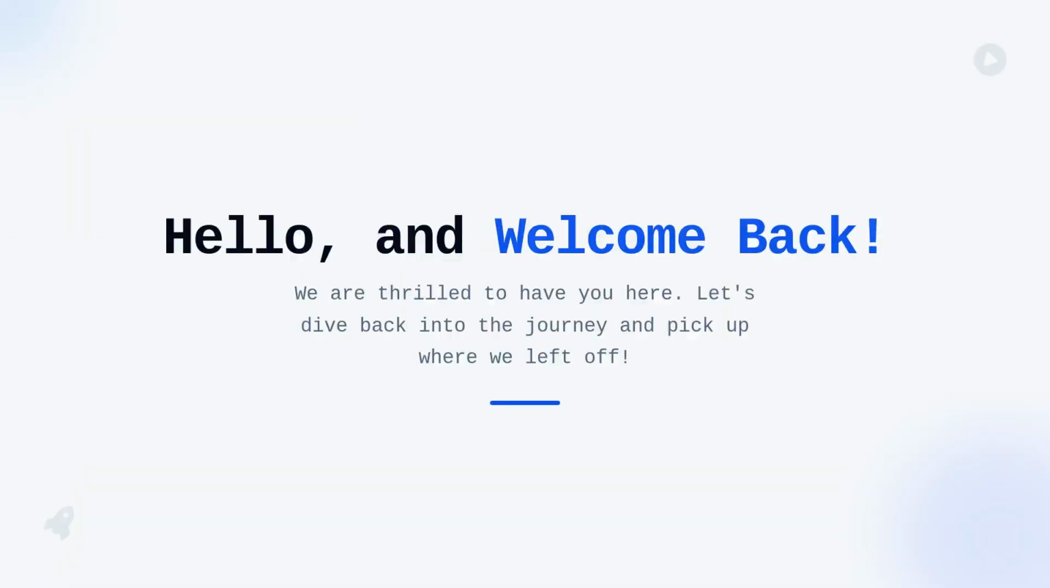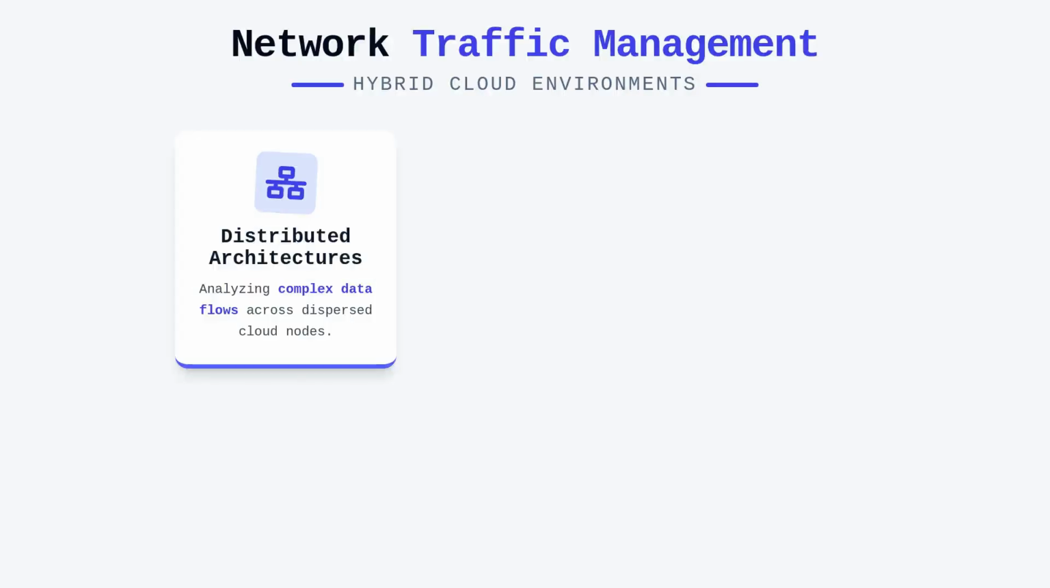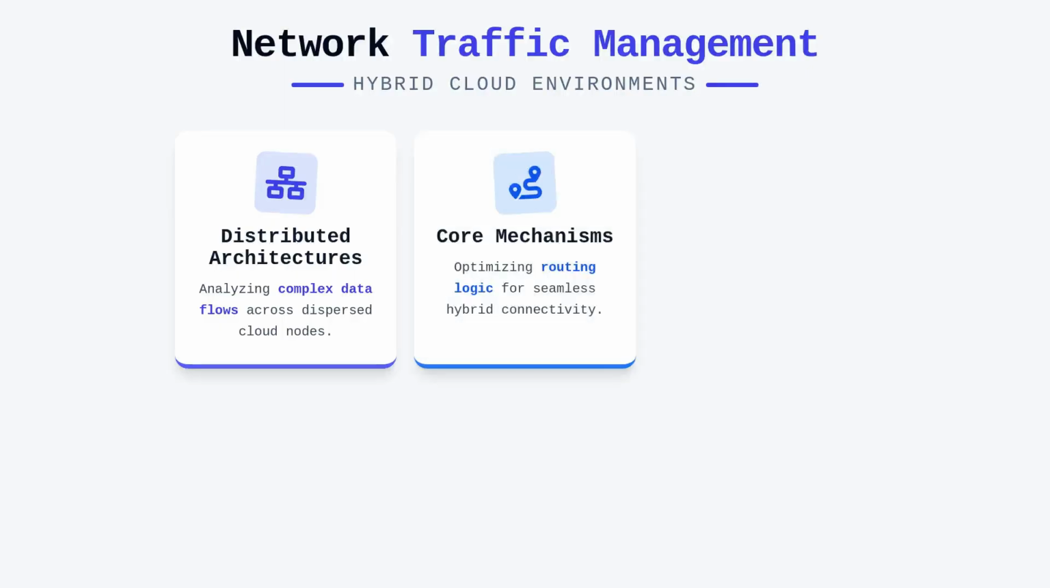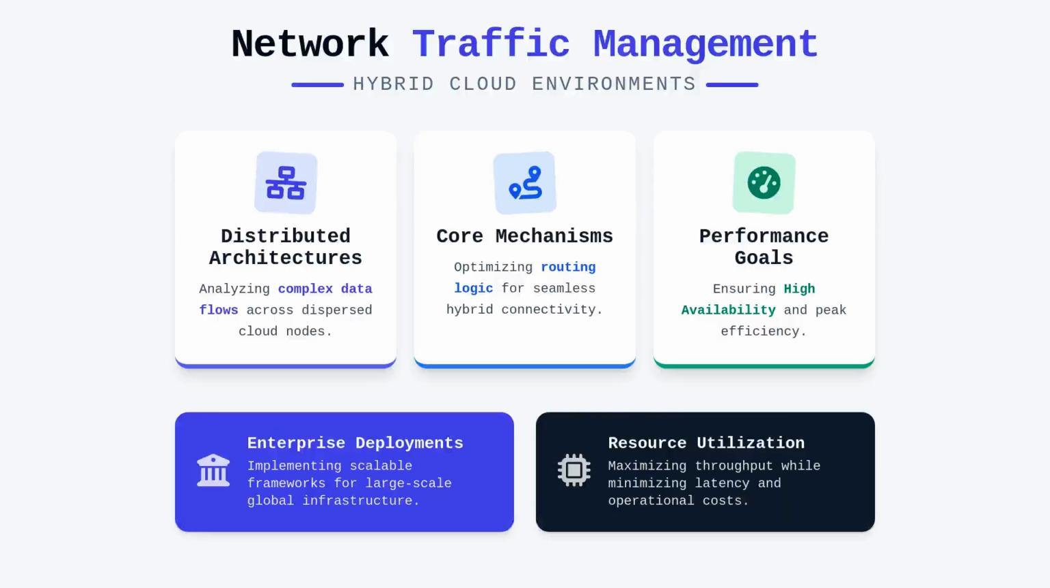Hello, and welcome back. In this chapter, we explore the complexities of network traffic management within hybrid cloud environments, focusing on how data flows across distributed architectures. We will examine the core mechanisms that ensure high availability and efficient resource utilization for enterprise-level deployments.